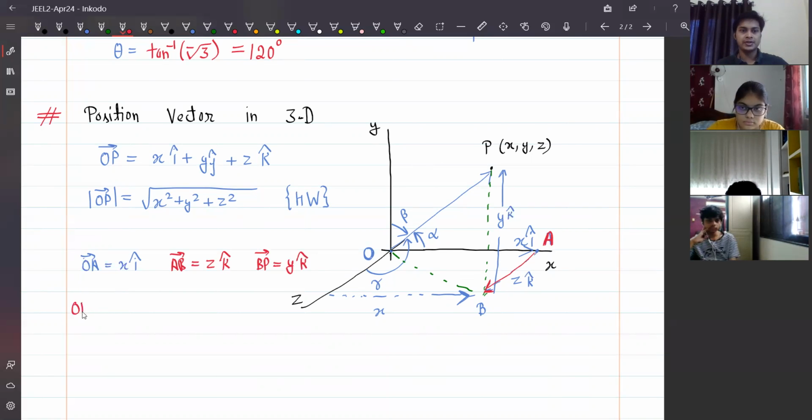If I add all of these three, you can see the OP vector, we are going from O to P. So to go from O to P, I can either go from O to A, then A to B, then B to P. Vaishnavi, can you visualize this? Is this clear? Yes. Okay. So the OP vector is the sum of all these three, OA vector plus AB vector plus BP vector. And that's how I can write the OP vector to be xi cap plus yj cap plus zk cap.